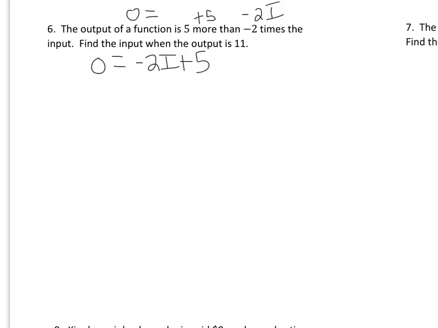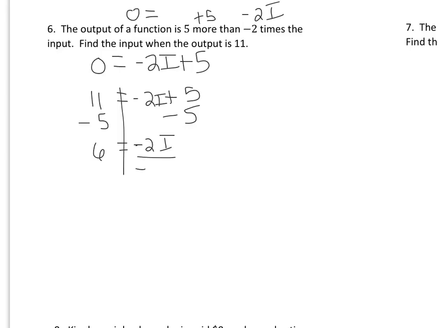Okay. Now, if you need to, you can write this as an x or something, but now we need to substitute in. It says find the input when the output is 11. So 11 equals negative 2 times the input plus 5. Subtract the 5. 11 minus 5 is 6. Divide by the negative 2. You get that the input is negative 3.